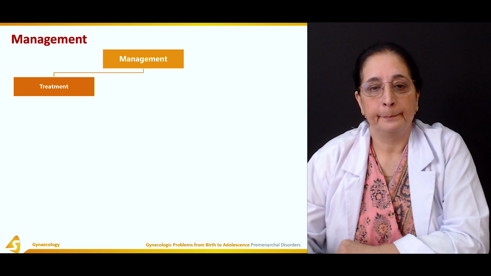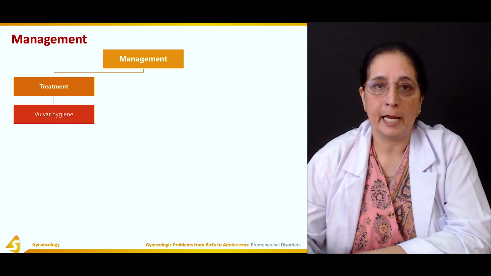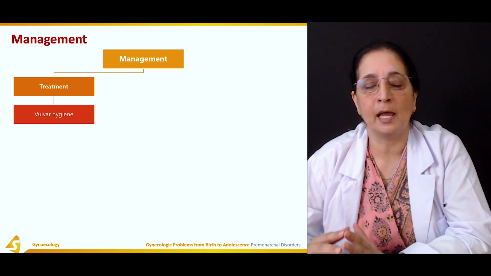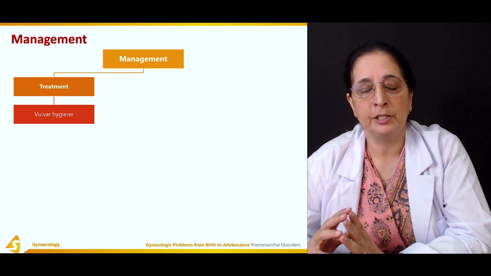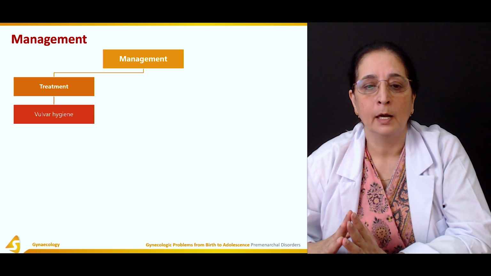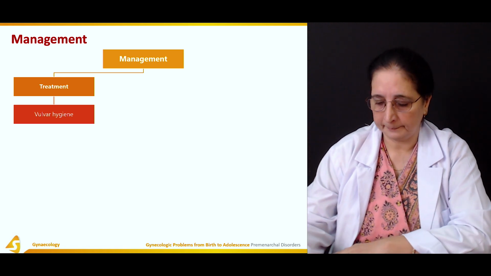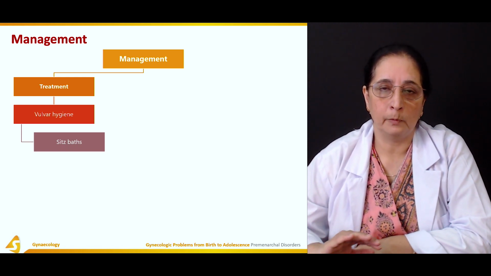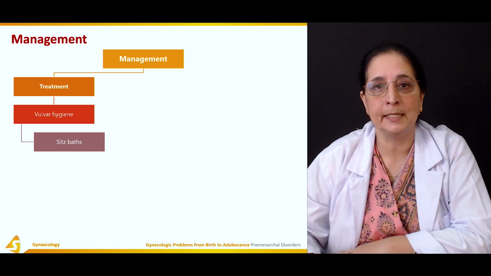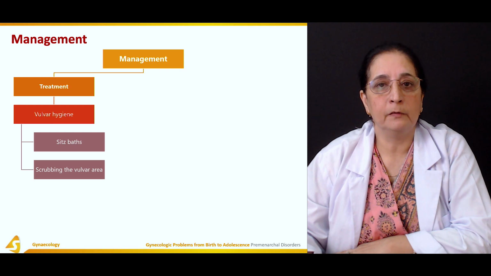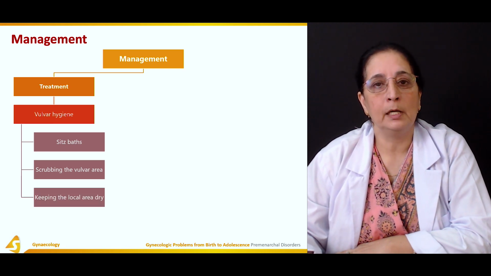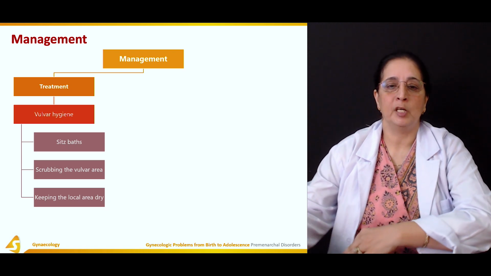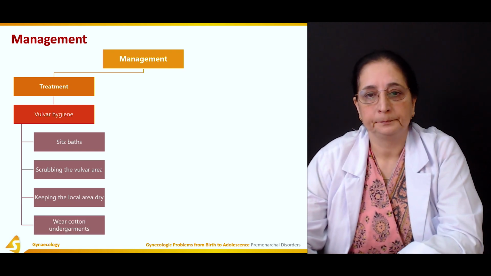Management is by treatment, which can be vulvar hygiene, improving the hygiene. Cleaning should be done after urination, and teach the patient that they should take proper hygienic care of the area. A sitz bath is sitting in warm water, which sometimes helps. Avoid scrubbing the vulvar area, and keep the local area dry. All these are used as measures for the treatment of vulvovaginitis.